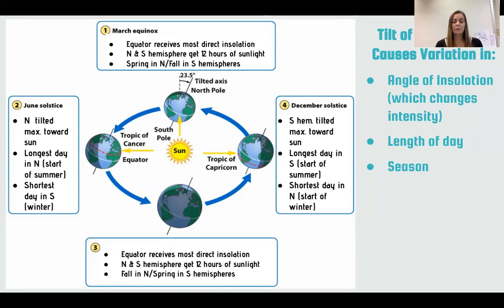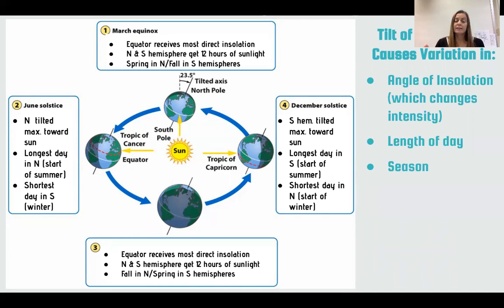And then again, as we move towards fall, we return to the equator having the most direct insolation, and it's fall in the northern hemisphere, spring in the southern hemisphere. So it's the tilt of the earth that is responsible for the seasons. It is responsible for the changes in the length of the day. And that's all because of that angle of insolation.